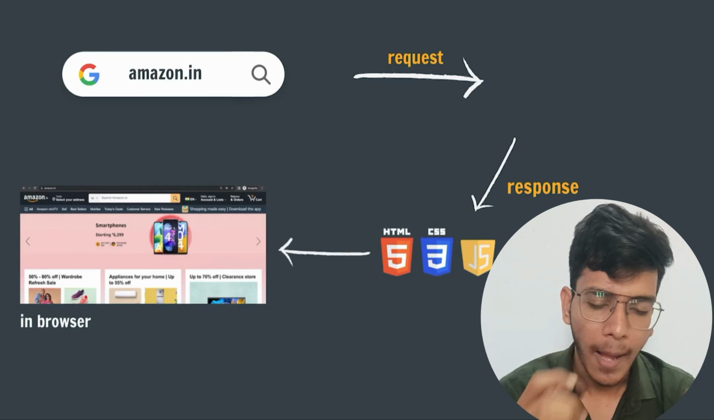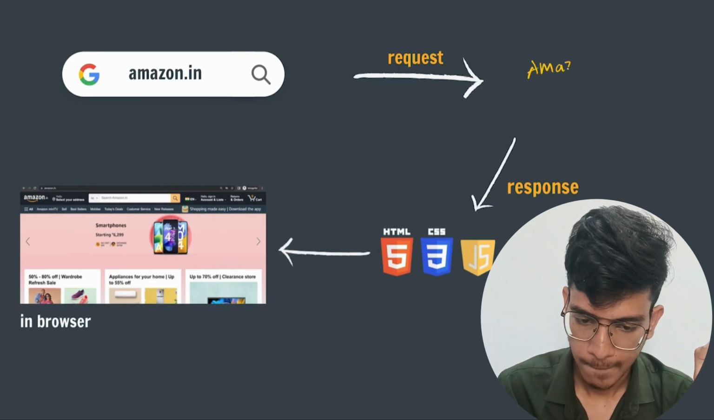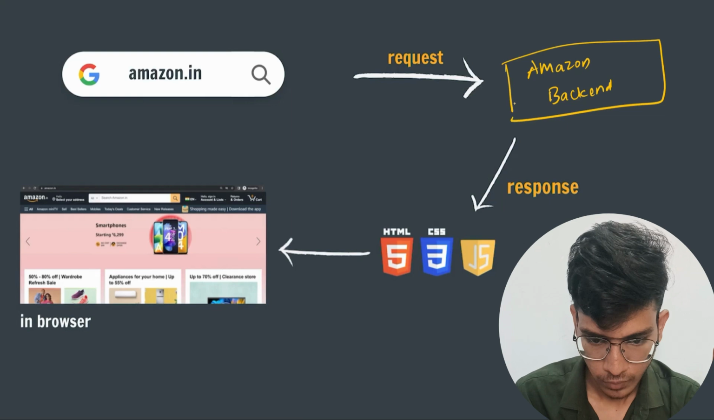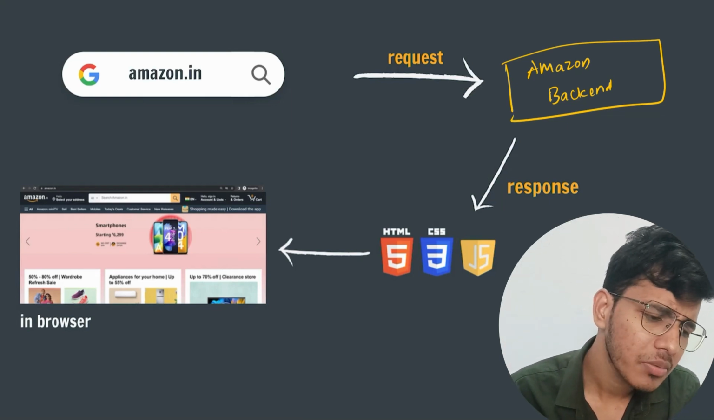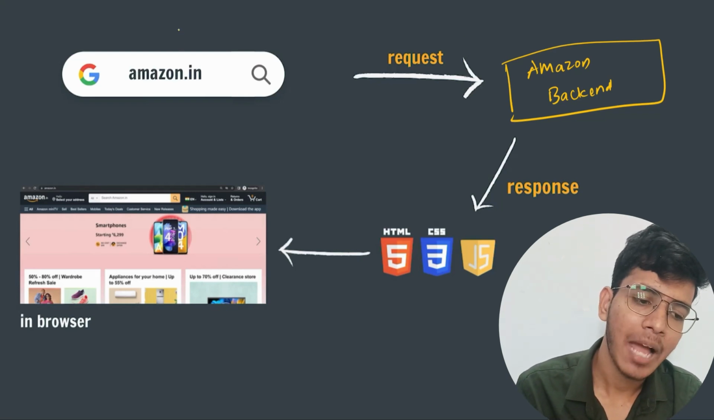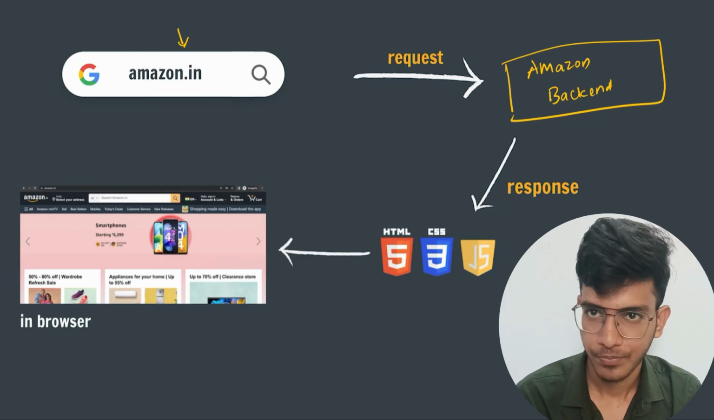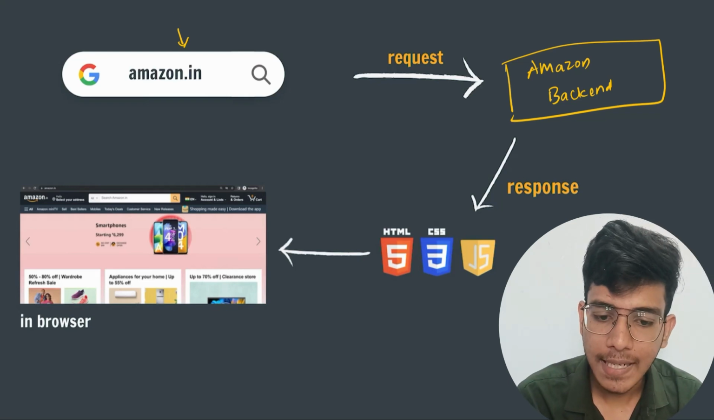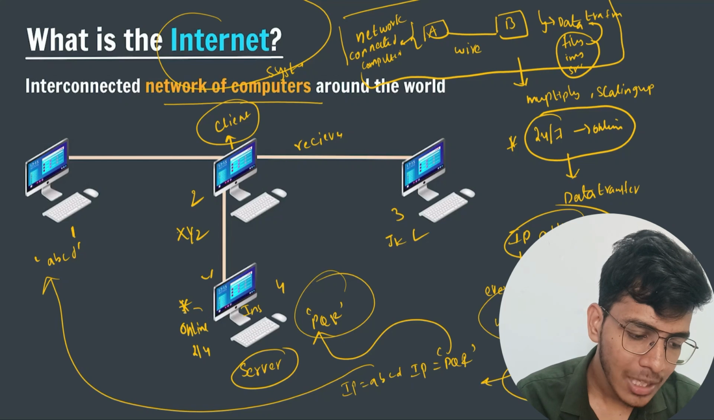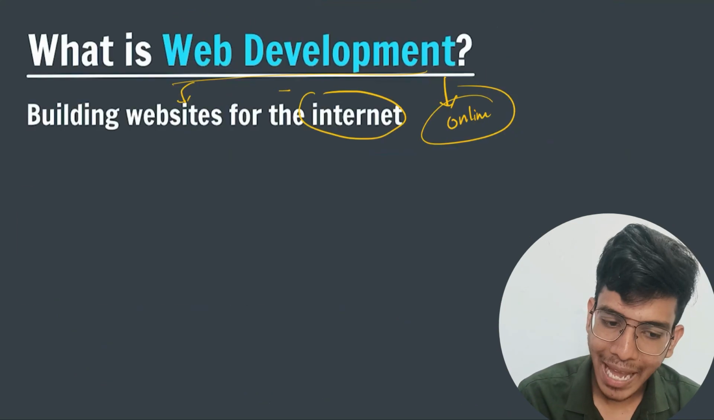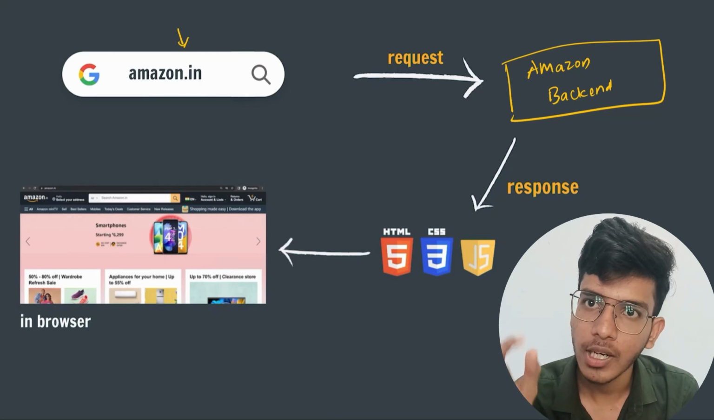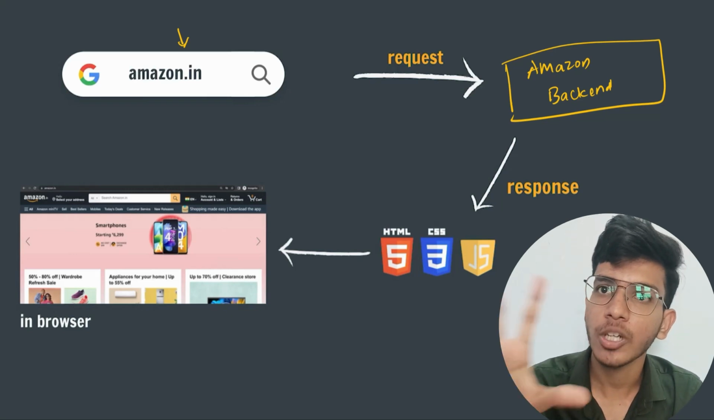So let me write here Amazon. Talking about the working of Amazon.in, let's say I'm in Google, I'm searching Amazon.in. This is a request, and whenever this request happens, that request will go to Amazon servers. I have told you that there is a computer which is available 24/7. Similarly, Amazon will have a computer which is available 24/7, and the only work of that computer is to take a request and give you some data.